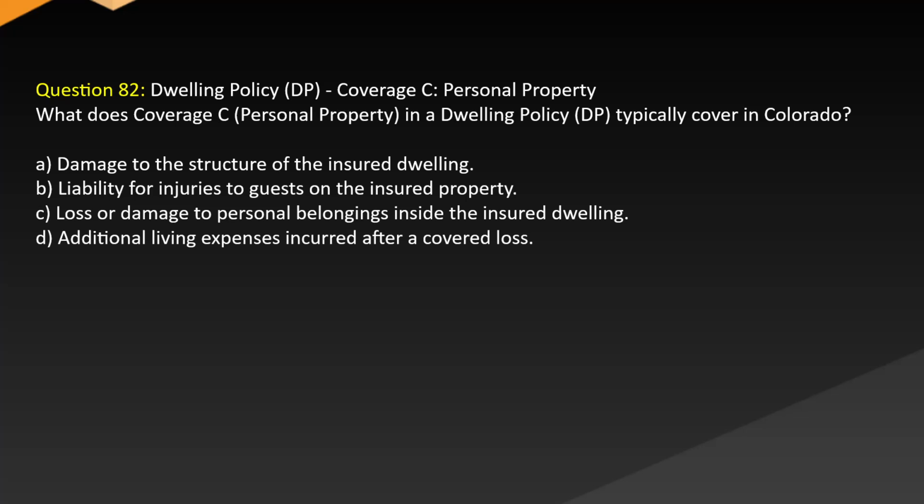Question 82. Dwelling policy (DP). Coverage C. Personal property. What does Coverage C, Personal property in a dwelling policy (DP), typically cover in Colorado? A. Damage to the structure of the insured dwelling. B. Liability for injuries to guests on the insured property. C. Loss or damage to personal belongings inside the insured dwelling. D. Additional living expenses incurred after a covered loss.